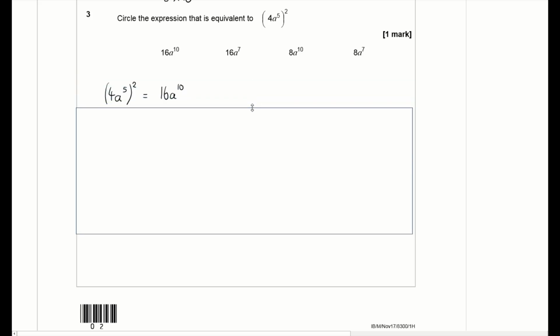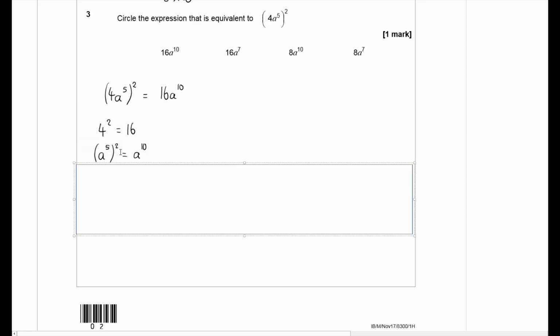Now when you do that, you should find that 4 squared equals 16 and a to the 5 squared equals a to the 10. Now notice that when you have a power raised to another power, as in the second power is outside of the bracket, you multiply these together. That's a difference of procedure for when you might consider adding them, but in this case you've got the bracket, so you must do 5 times 2 equals 10. So therefore a to the 5 squared equals a to the 10. Combining them gives you the correct answer of 16 a to the power of 10.